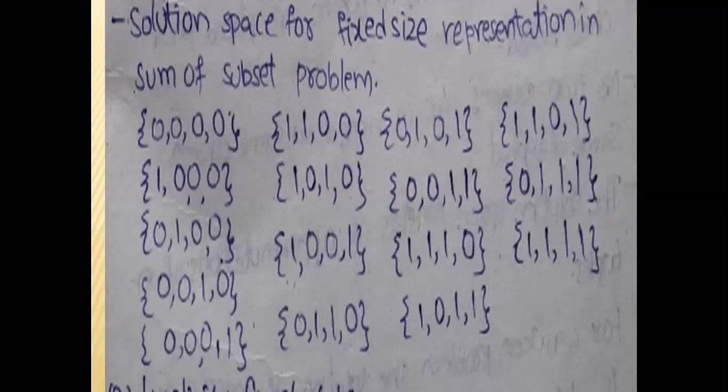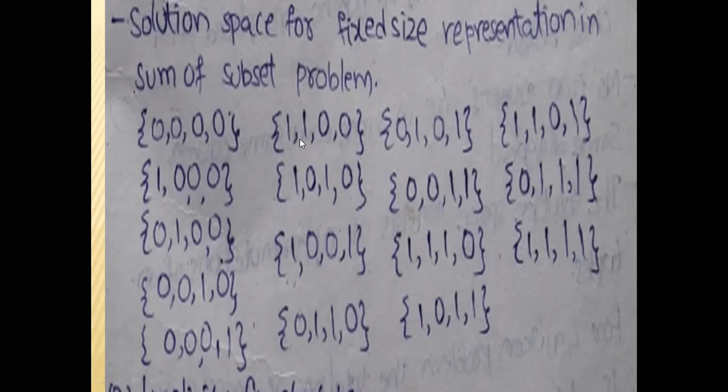That is, for the 16 numbers, which elements are considered in the sum? Which element is considered in the sum is represented as 1. Suppose here no element is considered, it is the null set. That is, no element is considered in the sum. Here only the first element is considered in the sum. Only the second element is considered in the sum. Third element is considered in the sum. Fourth element is considered in the sum.